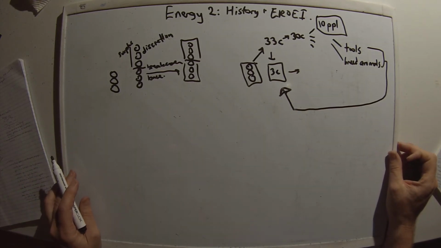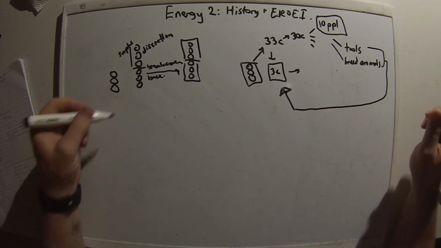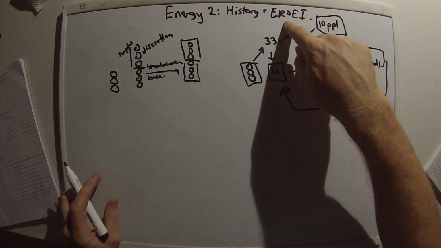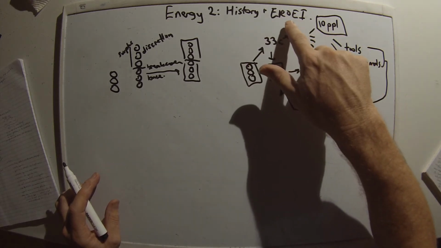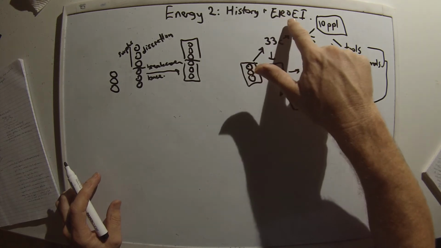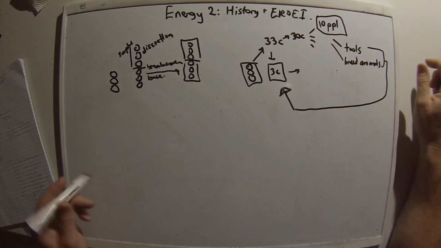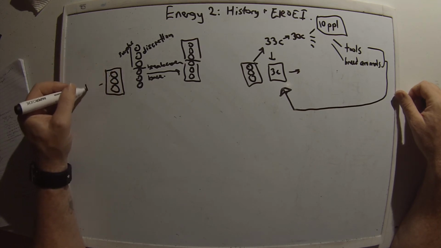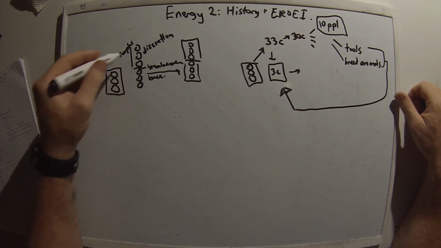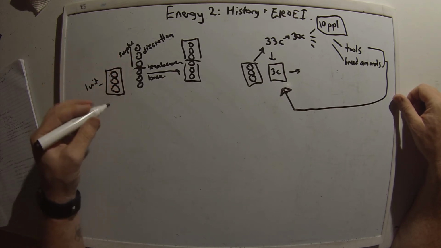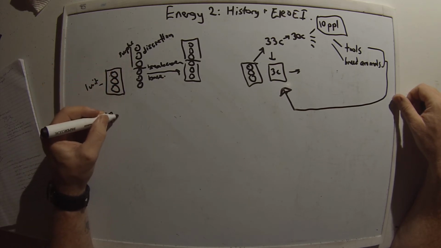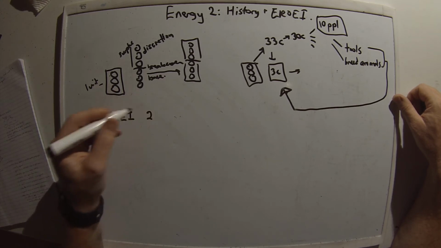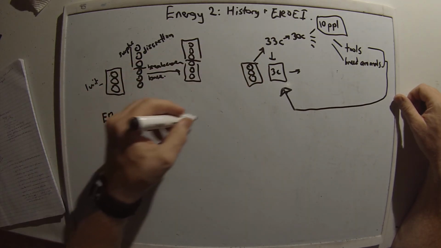Now, the one thing I put in the title but didn't expand on is that we're talking about the history and a thing called EROEI. That stands for Energy Return on Energy Investment. So if we call this 1 unit of energy, Coconut Man was getting 2 of those units back. So his energy return on energy investment was 2. For 1 he gets 2 back. In this case over here, it's about 10.